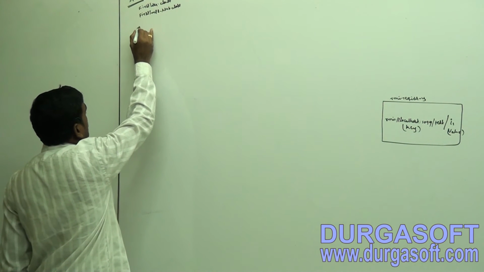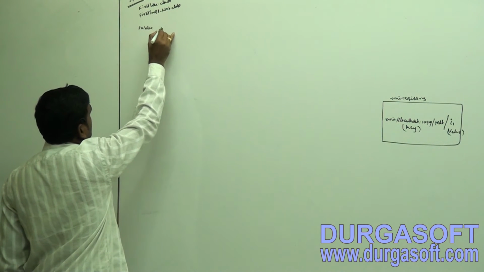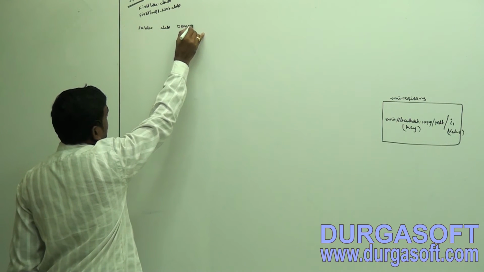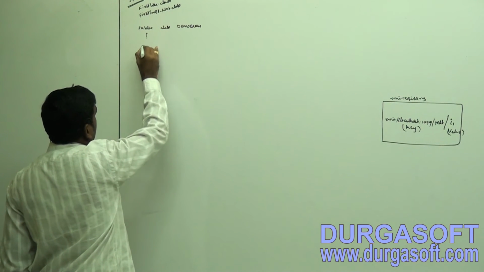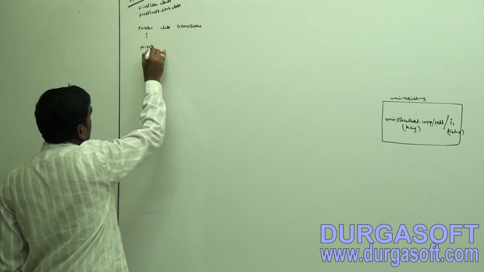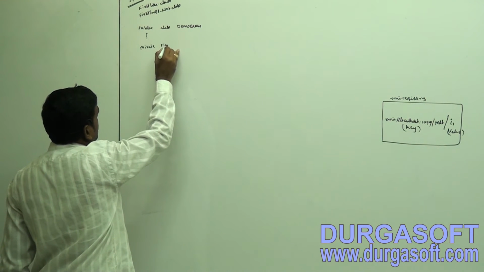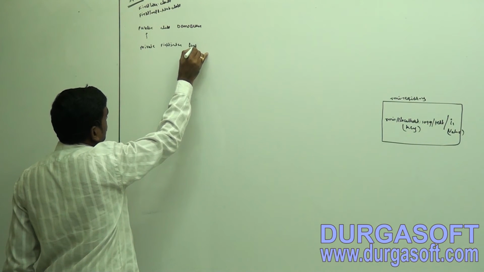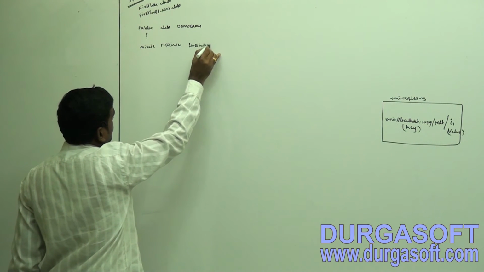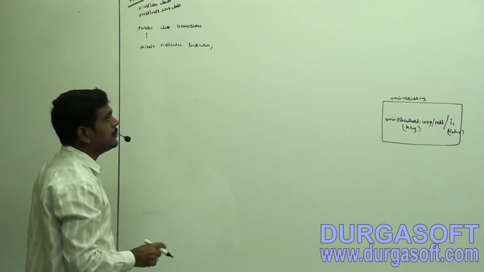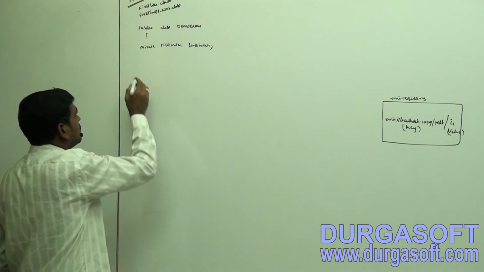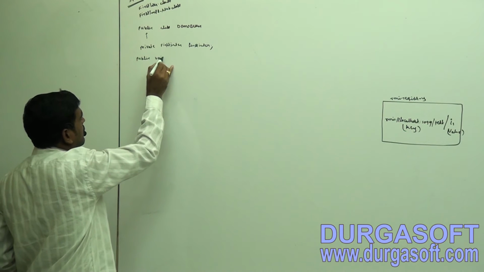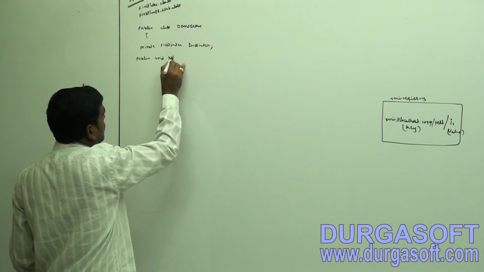How to develop? Like this: public class DemoBean. After that, private FirstInter. This is the dependency in the form of an object. Now generate the setter method: public void setFirstInter.